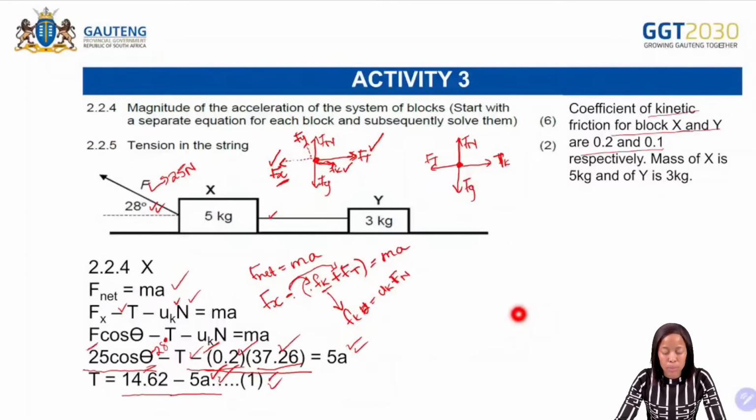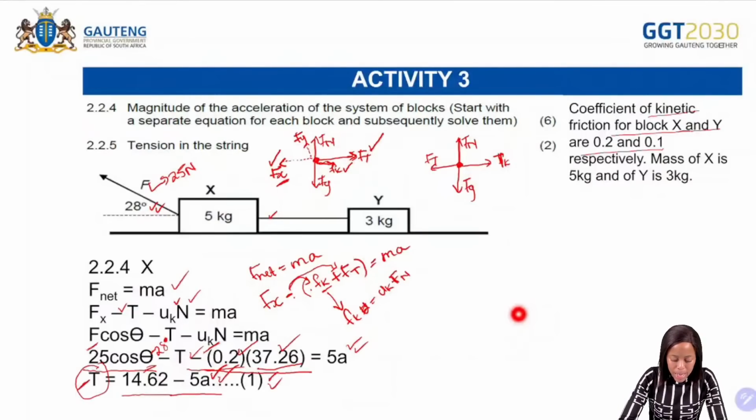What's important with this one is that you make tension the subject of the formula. When you make it the subject of the formula, you also need to make sure it does not remain as a negative. It needs to remain as a positive, so that you are able to solve your equation there.